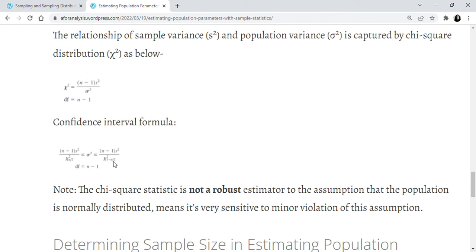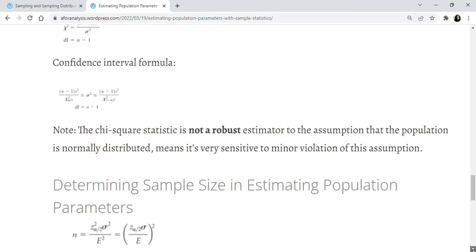Now how do we get these chi-square values? We will talk about it in a different video. For this video we are just going to brush up on the formulas. This chi-square statistic is not a robust estimator to the assumption that the population is normally distributed, meaning that it's very sensitive to minor violations of this assumption. If the population is not normally distributed, we won't be able to use this chi-square distribution formula.